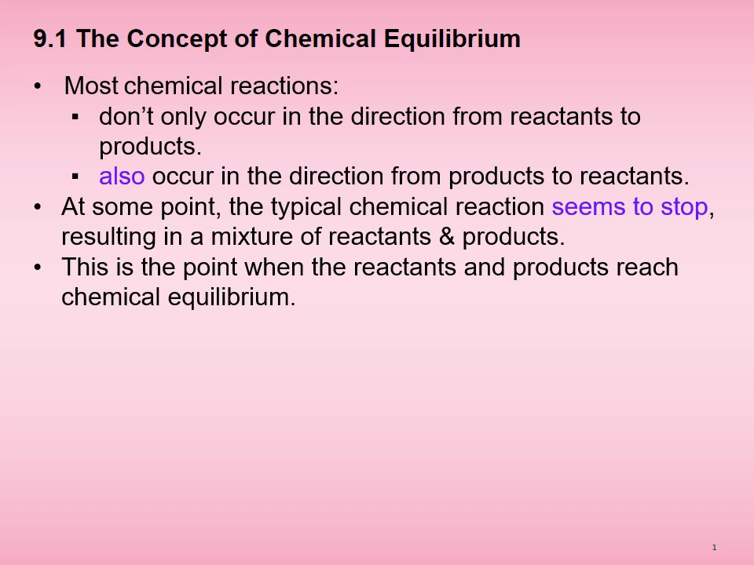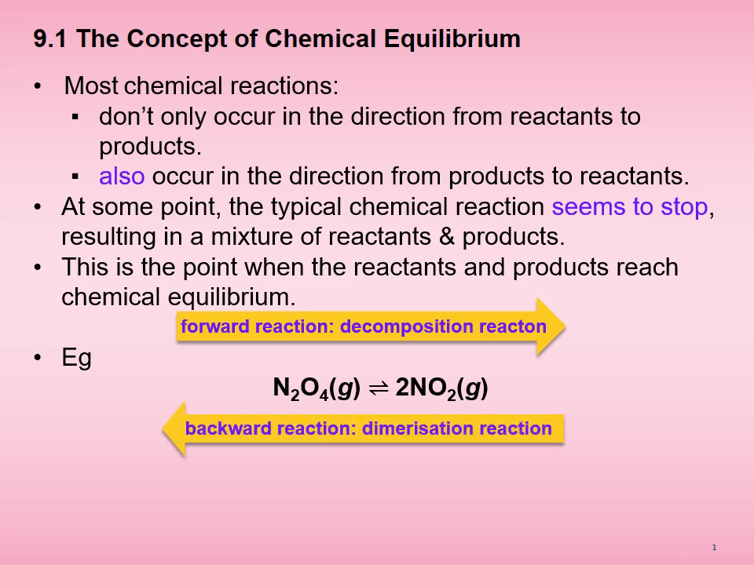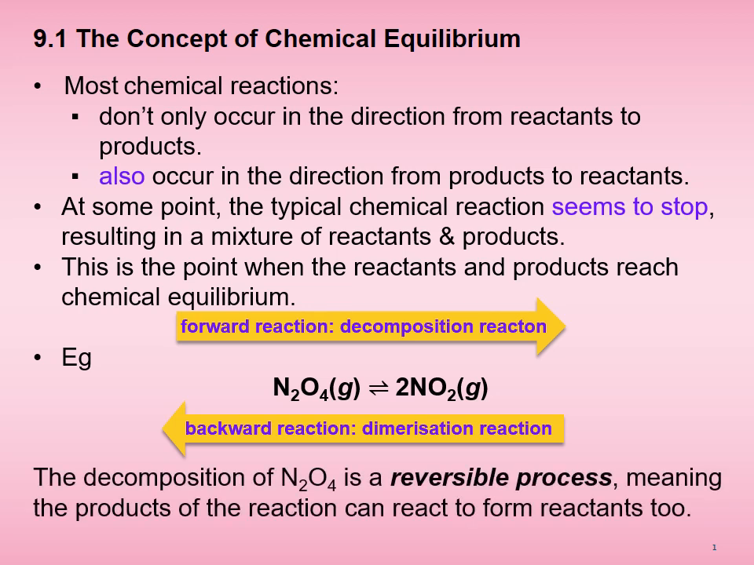For example, the reactant dinitrogen tetroxide N2O4 undergoes a decomposition reaction to give the product nitrogen dioxide NO2. This is known as the forward reaction. Once produced, NO2 molecules undergo a dimerization reaction, that is, pairs of NO2 molecules recombine chemically to form N2O4 molecules. This is known as the backward or reverse reaction. This reaction that goes in both directions is known as a reversible reaction.